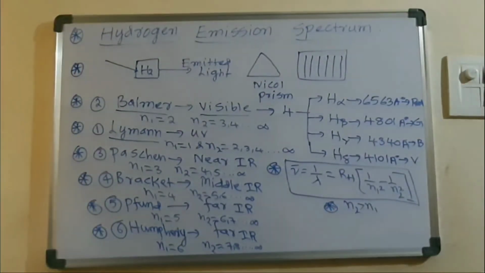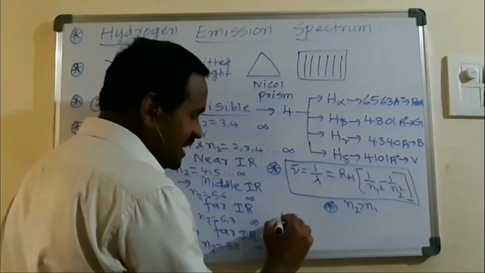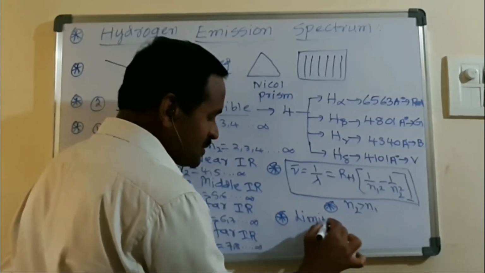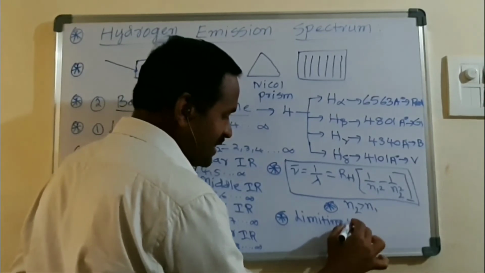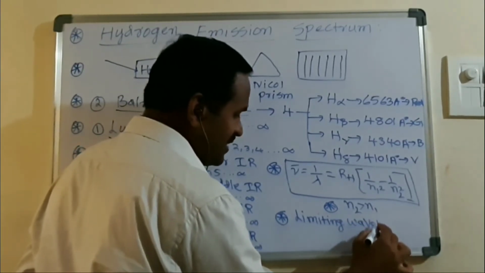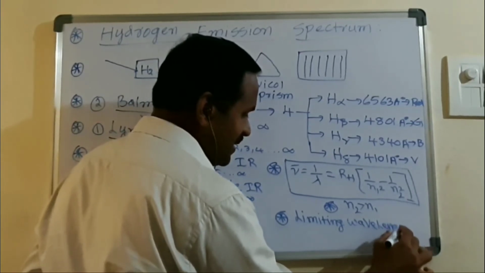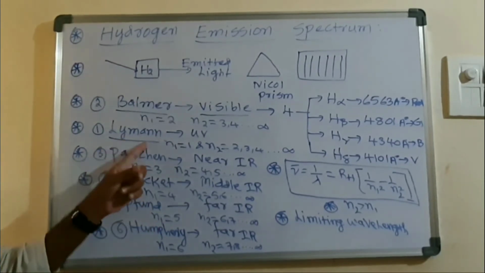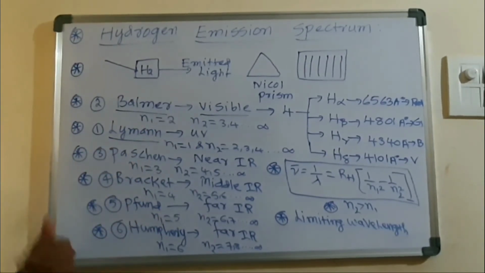From that, if any electron excitation or de-excitation takes place, whatever spectral line is obtained, that spectral line wavelength is called the limiting wavelength. What is meant by limiting wavelength? N1 value you can take as any one, like 1, 2, 3, or 4, 5, 6.